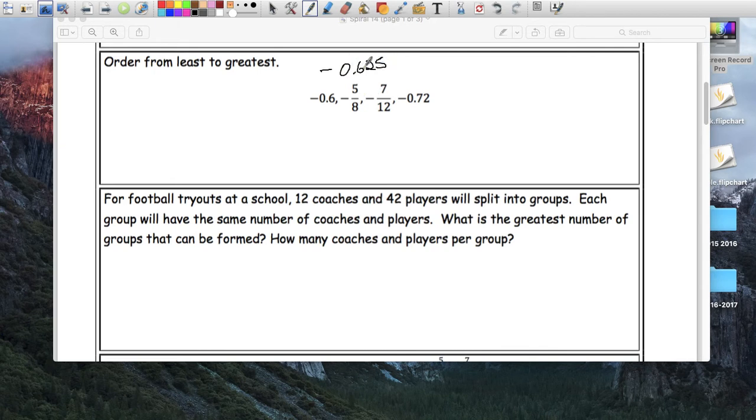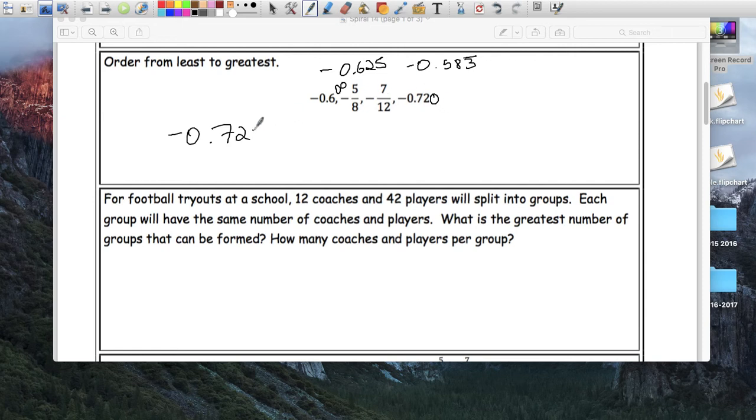Now I'm also going to write negative 7 over 12 as a decimal. And that's going to be right over here, negative 0.583 rounded, because it's repeating and negative. So it says least to greatest. So the smallest number on the negative side is the one that's the biggest. So it's going to start with this guy. And to make things easier, I'm going to make everything 3 decimal places, and even add 2 zeros here. So that's going to be negative 0.600. This is going to be negative 0.720.